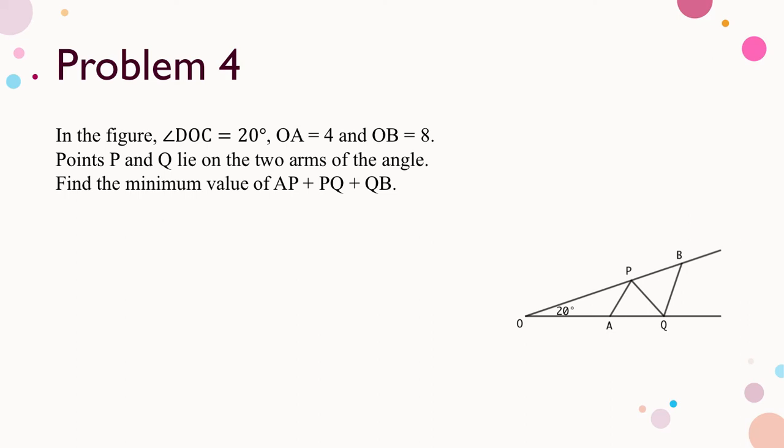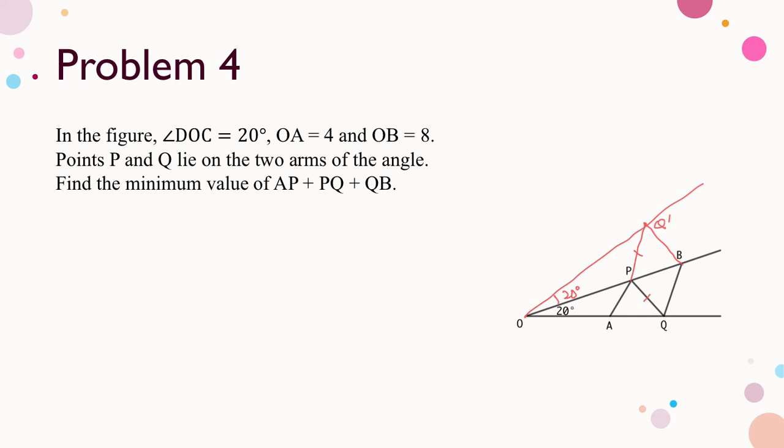Like the previous problems, reflect some of the points so that they are lying on the same direction and make use of a straight line to find the minimum distance. For this problem, reflect Q about line OB and mark the image as Q prime. We see that Q prime lies on the arms of an angle of 40 degrees from the baseline.